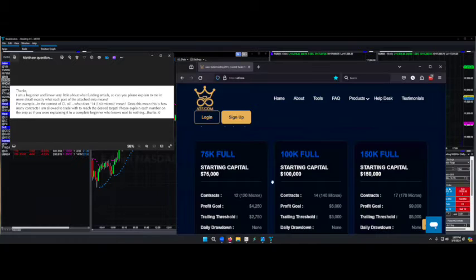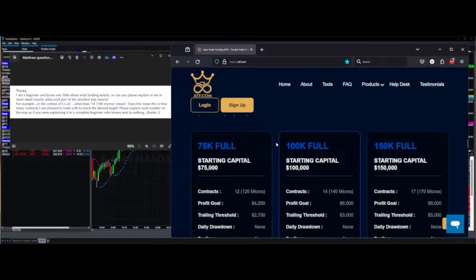What he's talking about is this. So, with Apex Trader Funding, let's use the 100K full account as an example because he's referring to 14 and 140. So that matches up to this one. And yes, Matthew, you're exactly correct in that you can trade 14 biggies, as I call them. That would be the mini contracts or the regular crude oil. So CL, you could trade up to 14 of those. Or MCL, which is micro crude oil, you could trade up to 140 micros.